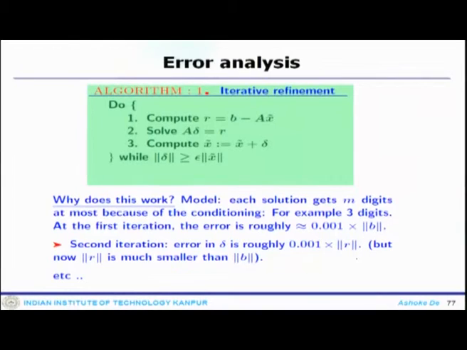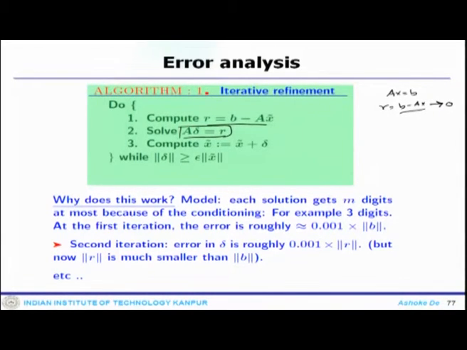Now, what is that refinement algorithm? If one has to see through the pseudo algorithm, you first compute the residual vector b minus A x prime, then you solve for A delta equals r. Your original system was A x equals b and your r is b minus A x. So, theoretically when you get the exact solution, this should approach 0.